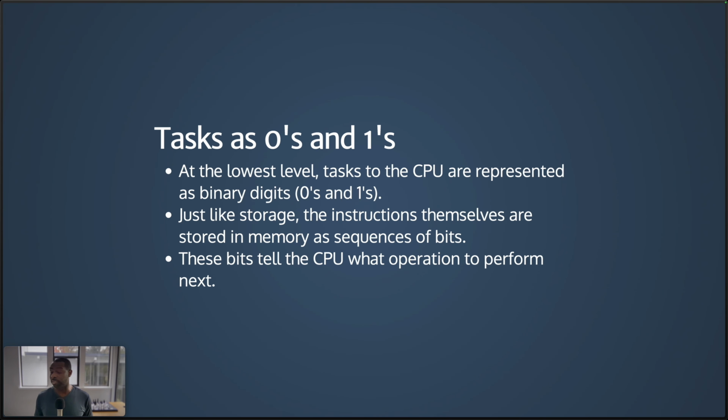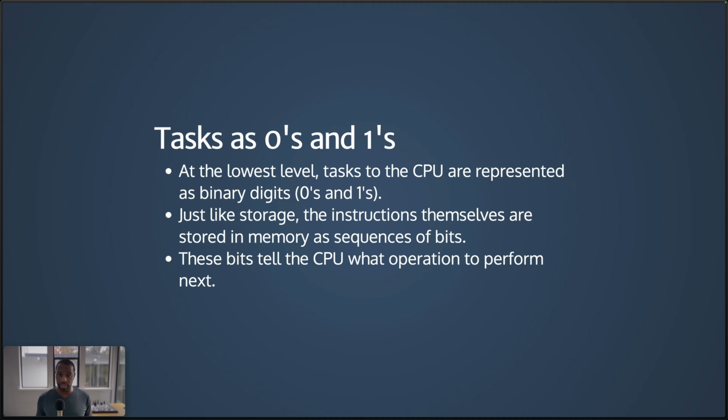Tasks are zeros and ones. At the lowest level, tasks to the CPU, or central processing unit, are represented as binary digits, just as storage. This is a key insight. Storage, which is data that's stored and organized in a certain way using data structures, and tasks as well, are both zeros and ones. They are both represented by transistors physically in the CPU or in the RAM or in disk storage or what have you. This is a key insight. Zeros and ones, storage and tasks.